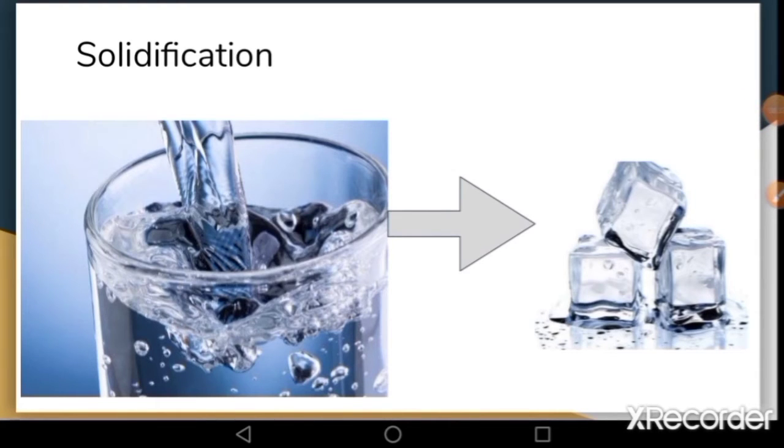This process by which a liquid changes into a solid on cooling is called solidification. Freezing of water into ice is a form of solidification. If you fill water in an ice tray and keep it in the freezer, you will see that after some time the water turns into ice.